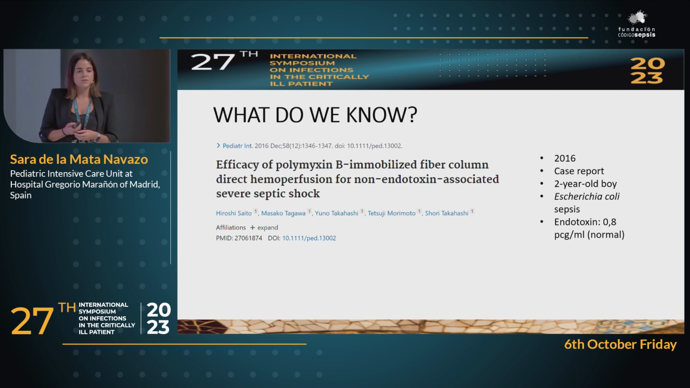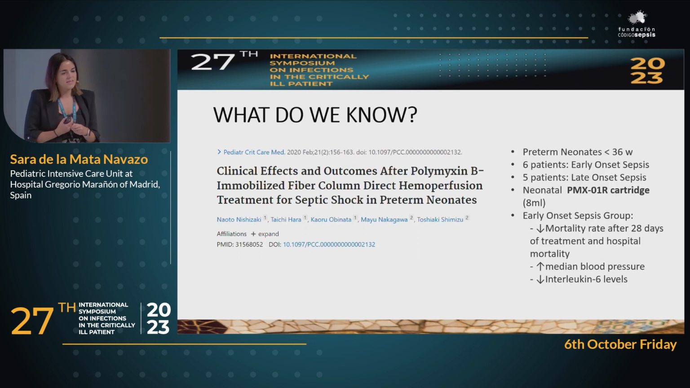This is another case report of the treatment with polymyxin cartridge of a non-endotoxic Escherichia coli sepsis. And then in 2020, we find this report by also Japanese people. They used the neonatal polymyxin cartridge, which is only available in Japan and has the lowest priming volume, which is 8 milliliters. They compared its use in preterm neonates that were less than 36 weeks of gestational age. And they compared early onset sepsis use in 6 patients and its use in 5 patients that suffered late onset sepsis. This late onset sepsis is the sepsis that develops after 48 to 72 hours of birth.